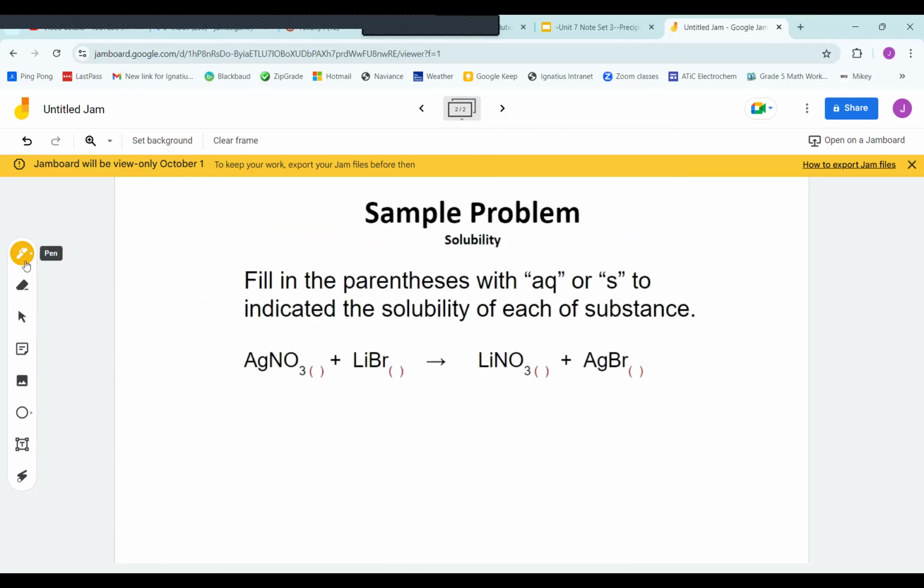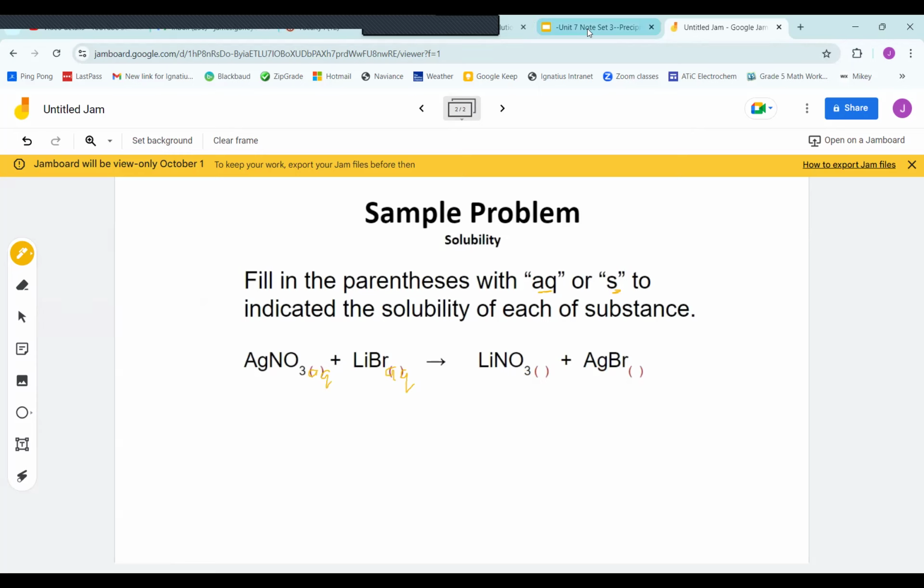Now, can you indicate whether it's aqueous or solid? AQ means it is dissolved. S means it's not dissolved. Well, students, initially, the reactants always have to be dissolved. They must be aqueous in order to get them to mix together. So without needing to think too hard, I'm going to put AQ in the parentheses behind each of the reactants. But for the products, we do need to consult our solubility rules.